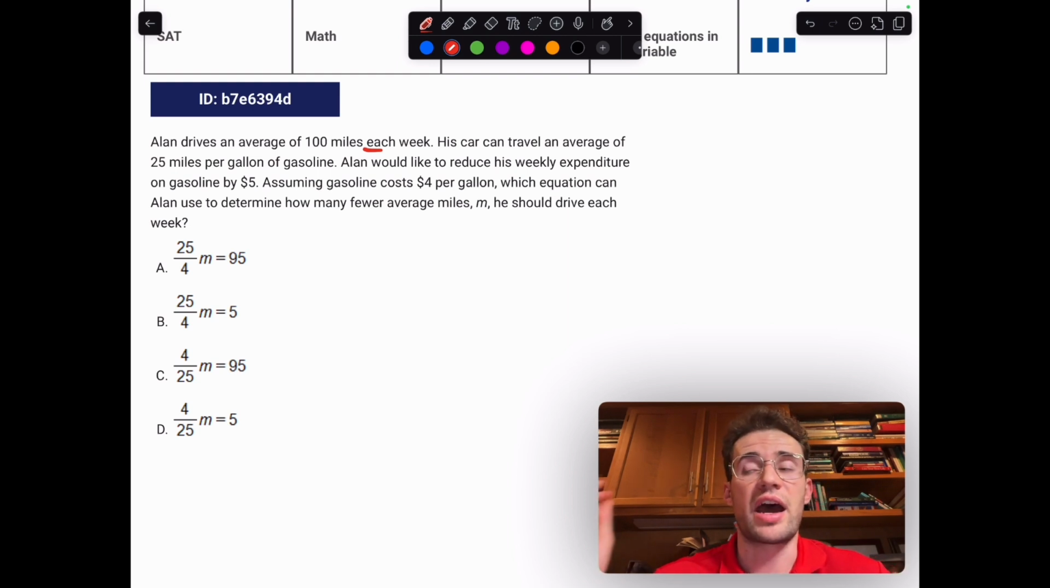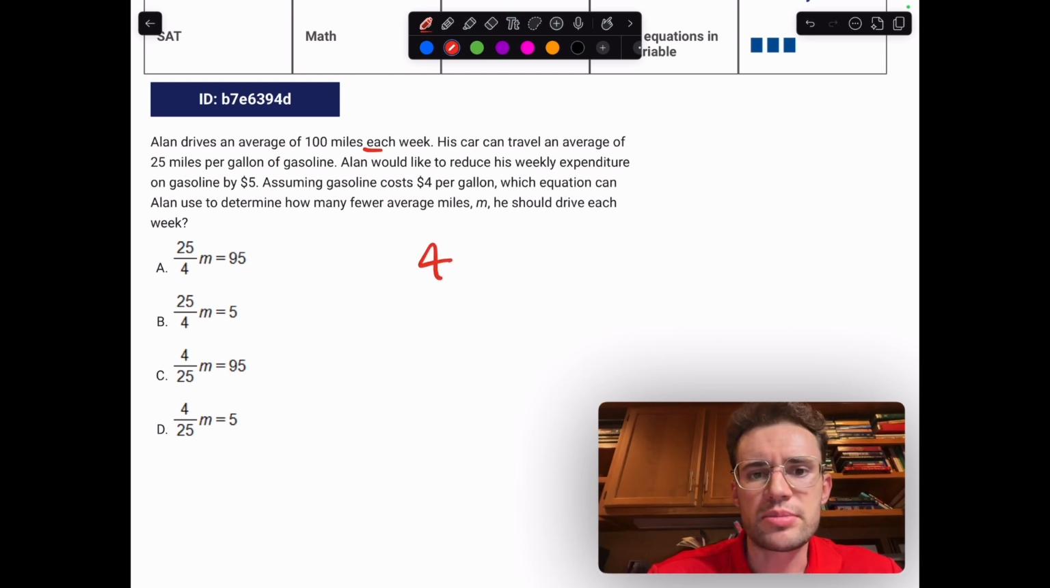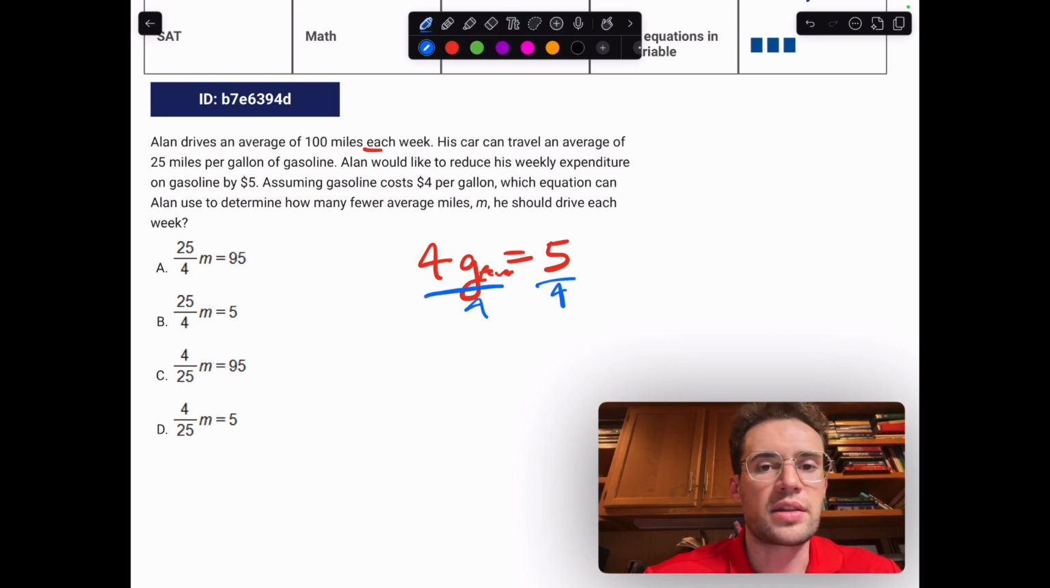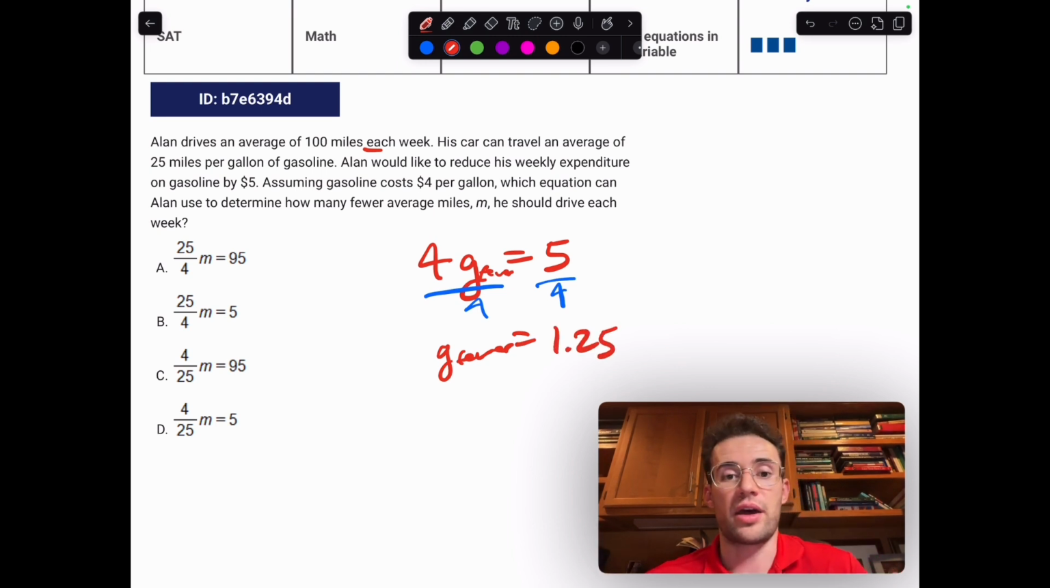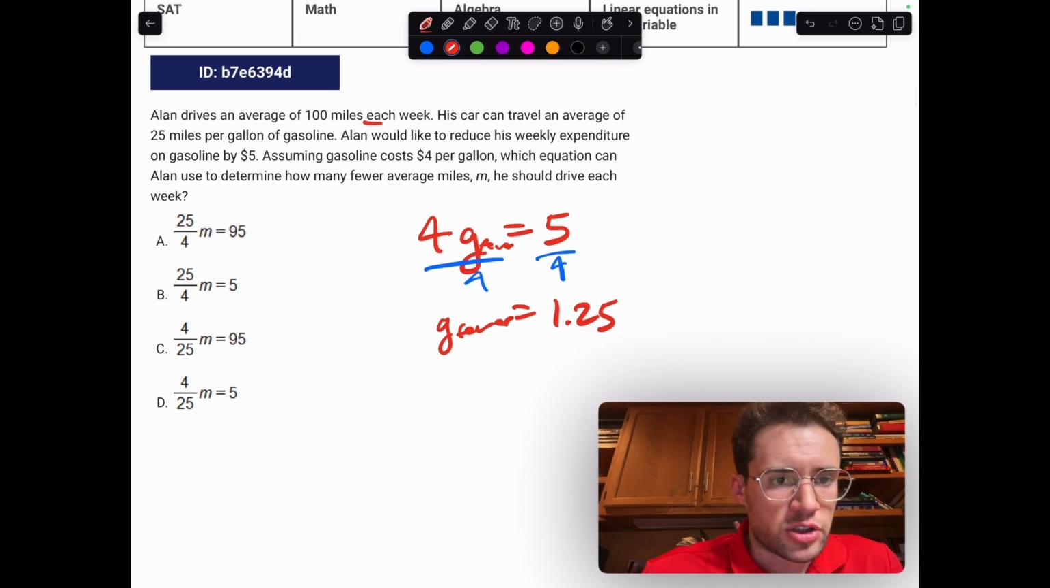So 1.25 gallons. 4 times the number of gallons equals $5. And that's the gallons saved, so fewer gallons. Divide both sides by 4, and you get that you want to travel 5/4 fewer gallons, which is 1.25, right? 1 1/4. It's to use a full gallon and then a quarter of a gallon less to save $5. That's just part of the question.